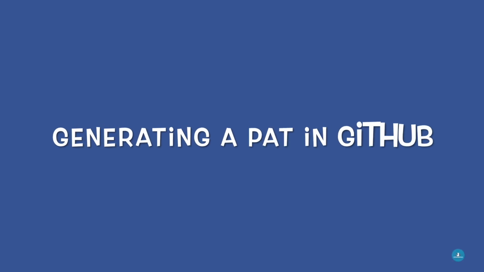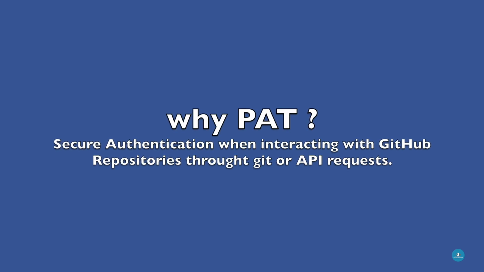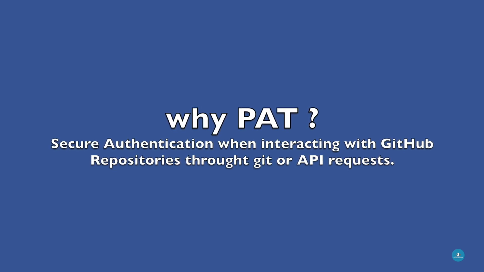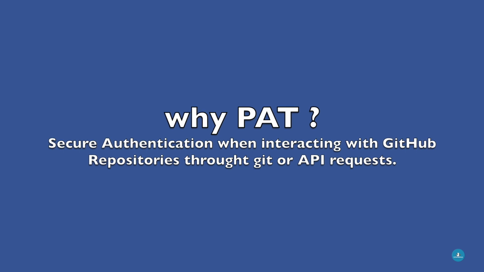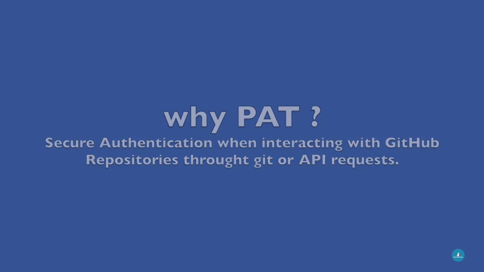In this tutorial, you'll learn how to create a personal access token, PAT, on GitHub. PAT is essential for secure authentication when interacting with GitHub repositories through Git or API requests.